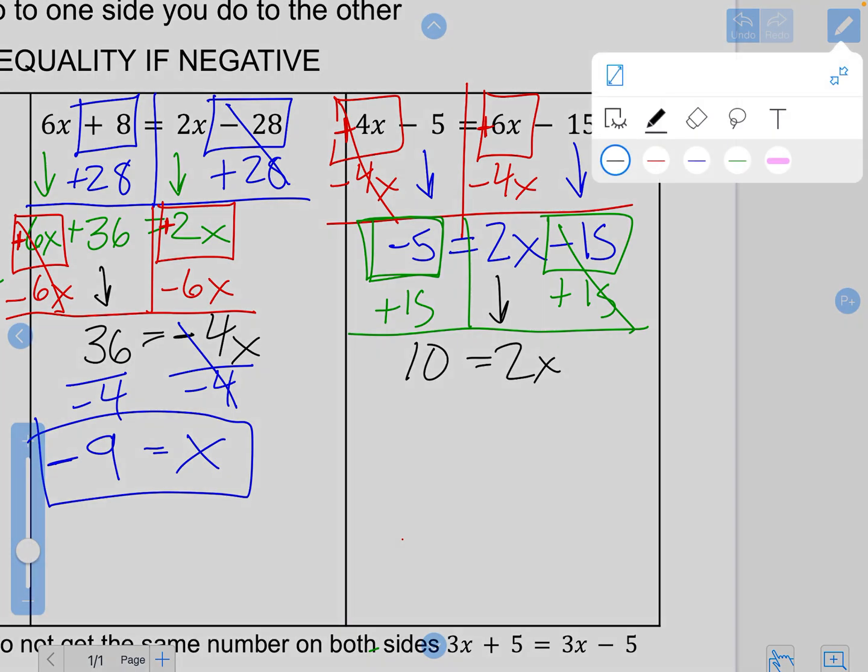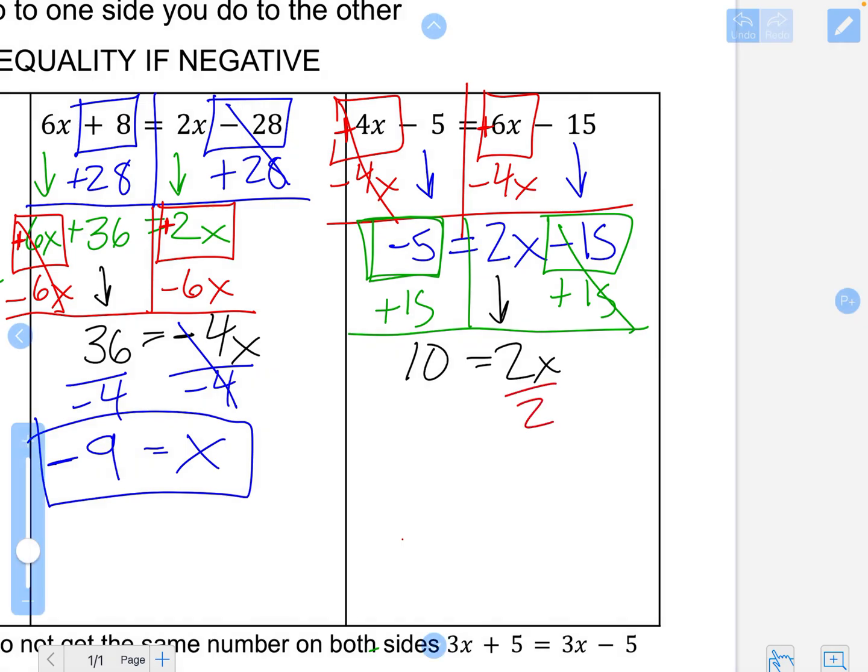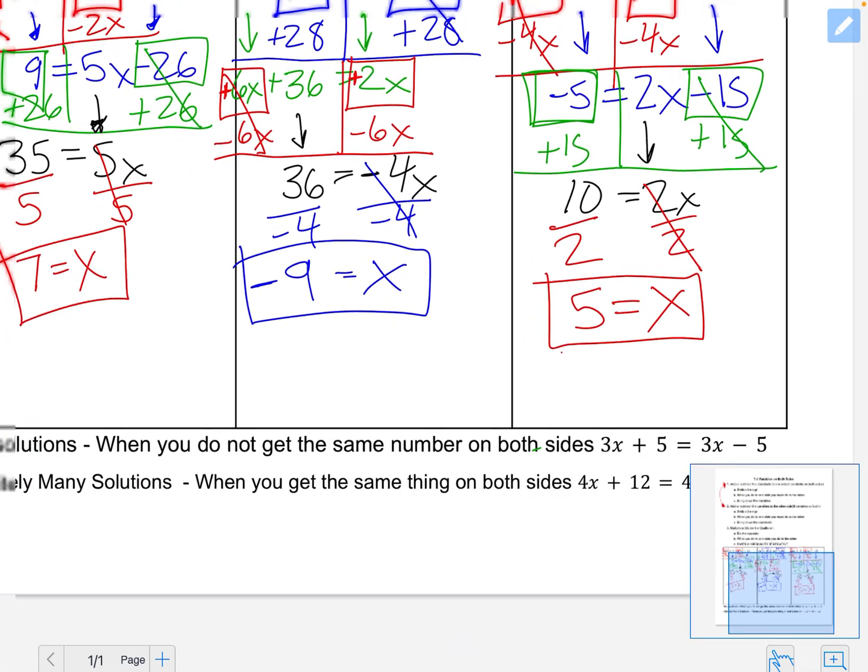And now my last step is I'm going to divide by my coefficient and divide by my coefficient. So my 2's are going to cancel. 10 divided by 2 is 5. So 5 equals x.